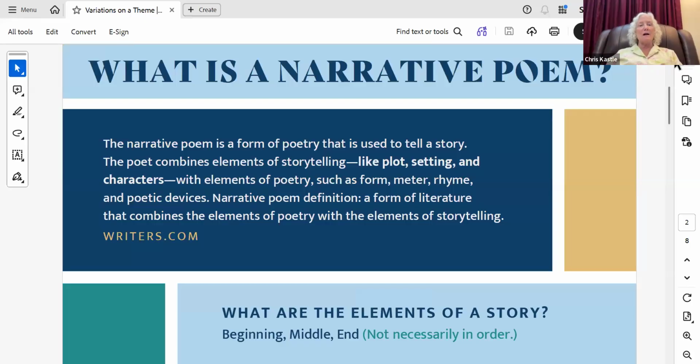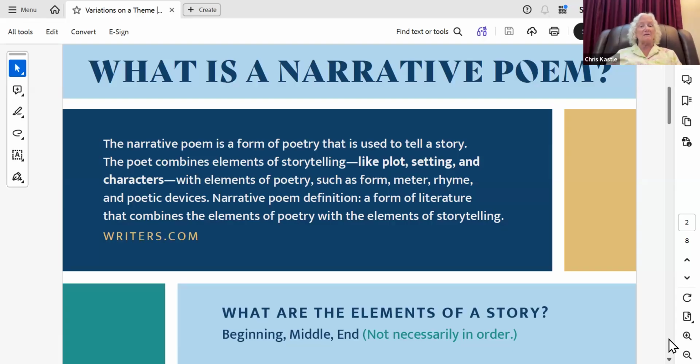Okay, the first thing is, what is a narrative poem? A narrative poem, according to writers.com, is a form of poetry that is used to tell a story. The poet combines elements of storytelling like plot, setting, and characters with elements of poetry such as form, meter, rhyme, and poetic devices. Narrative poem definition: a form of literature that combines the elements of poetry with the elements of storytelling. So the very first thing we need to look at is, what is a story?